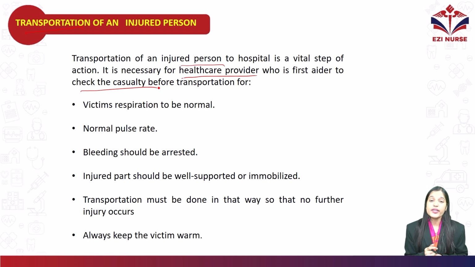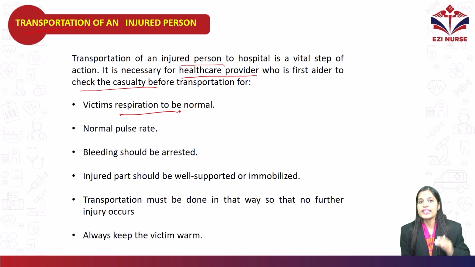What do you have to check? Whether the victim's respiration is normal or not. You have to check all the vital parameters, like BP, pulse rate, respiration, and response of the patient, and whether any bleeding is there or not. Then only transfer the patient. Otherwise, before that you have to try to manage the condition. If bleeding is there, you can apply bandages or cloth to minimize the bleeding. If parameters are not normal, you have to give first aid management.